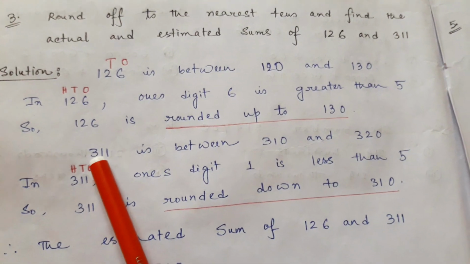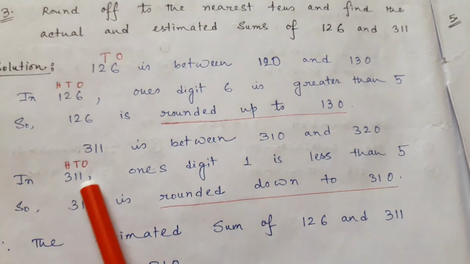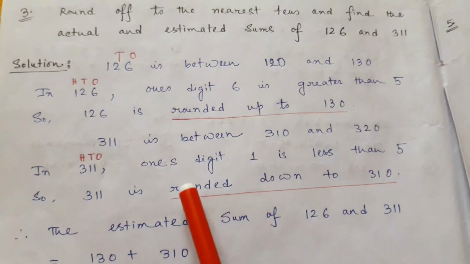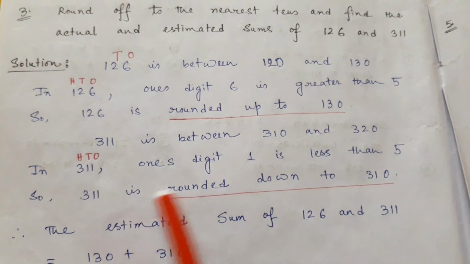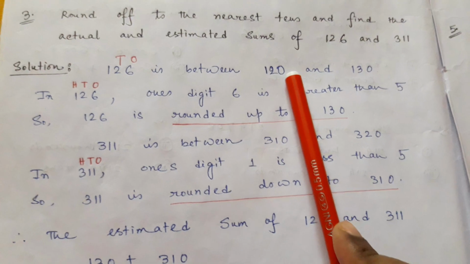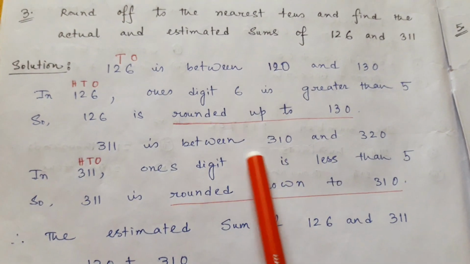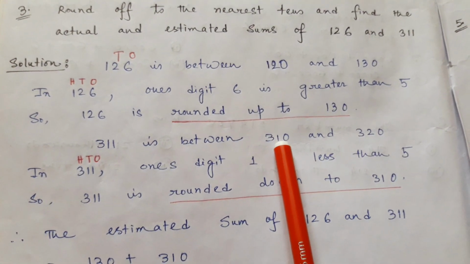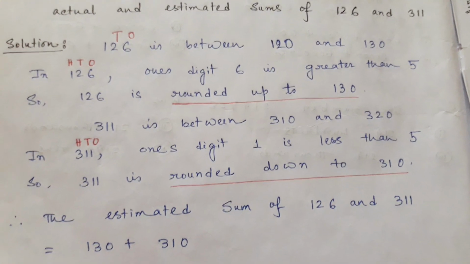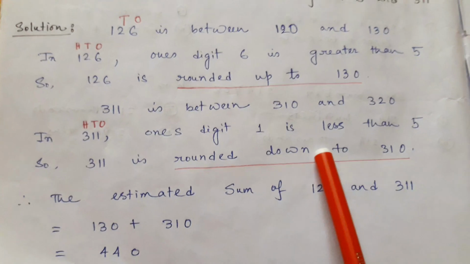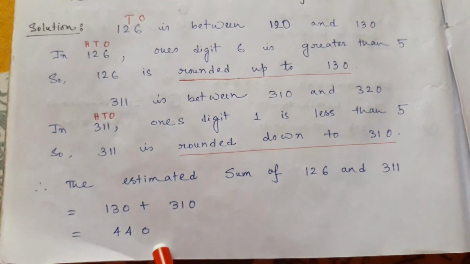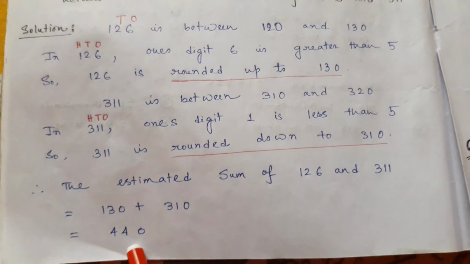Okay, so again you have to look at the ones place. So its ones digit is 1, which is less than 5. When the digit is less than 5, then the number will be rounded down to its left hand side number, that is 310. So 311 is rounded down to 310, and the estimated sum will be the sum of the rounded off numbers, that is 130 plus 310, that is 440.